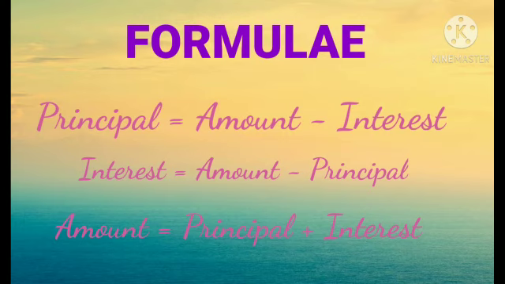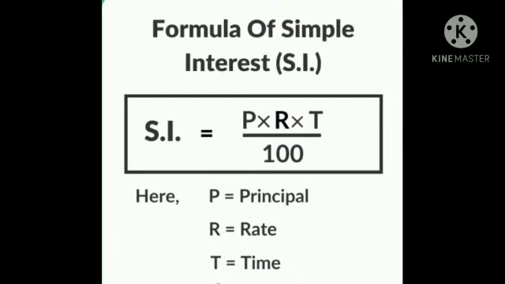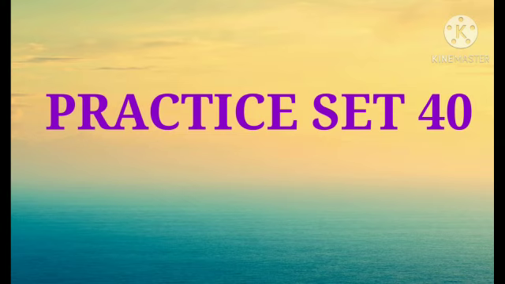Understood, everyone? Now the next formula is for finding the simple interest. For finding the simple interest, your formula is PRT upon 100. Here P stands for principal, R stands for rate and T stands for time. Clear? So whenever it is asked to find the simple interest, which formula will you use? You will use the formula PRT upon 100. It means P multiplied by R multiplied by T, upon 100. Clear? Now let's see practice set 40.